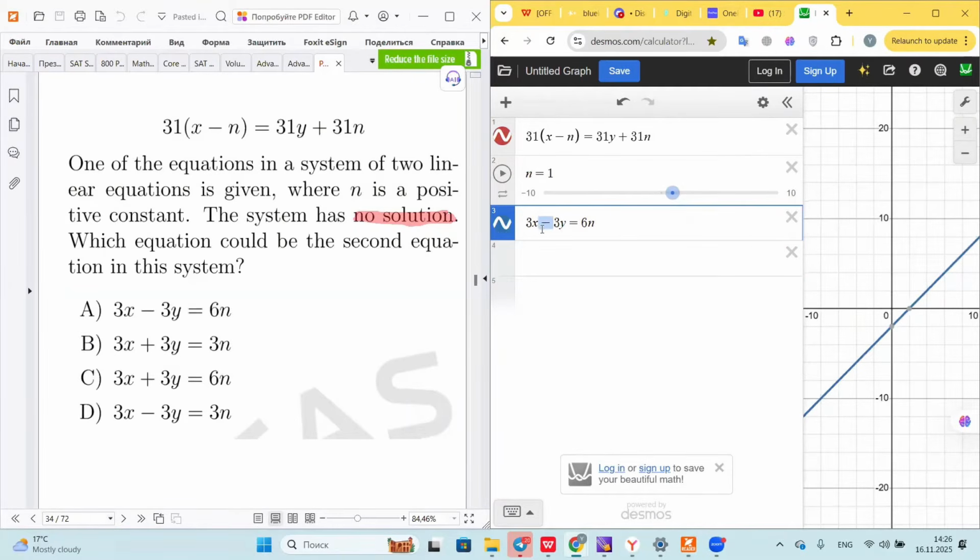Let's look at option B. Here we should just use 3y, and you can see it here, 3n. They intersect. This equation has one solution. Okay, the next one here, 6n, they have one solution.